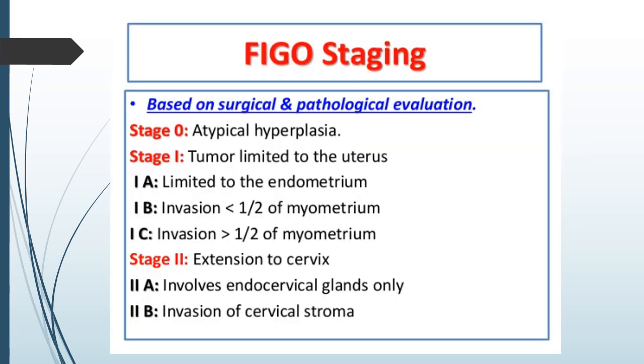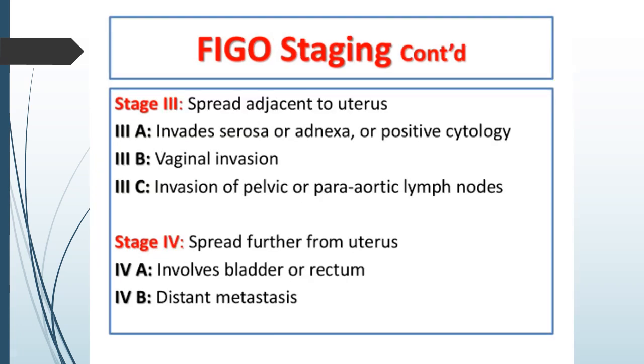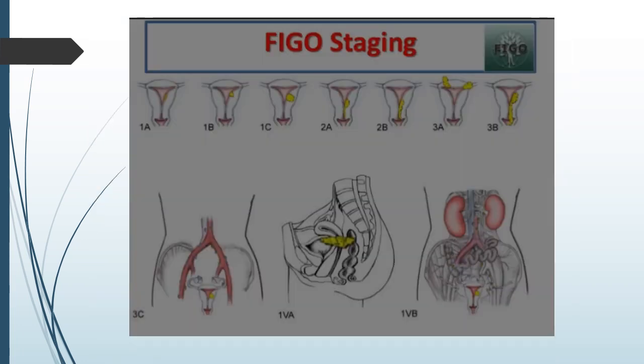This is FIGO staging for endometrial carcinoma. Stage 1, tumor is limited to the uterus. 1A, less than half of the myometrium, and 1B, more than half of the myometrium. Stage 2, extension to the cervix. Stage 3, spreads through adjacent structures to the uterus. 3A, invade serosa or adnexa or positive cytology. 3B, vaginal invasion. 3C, invasion of pelvic or para-aortic lymph nodes. And stage 4, spread further from the uterus. 4A, involve bladder or rectum. 4B, distant.